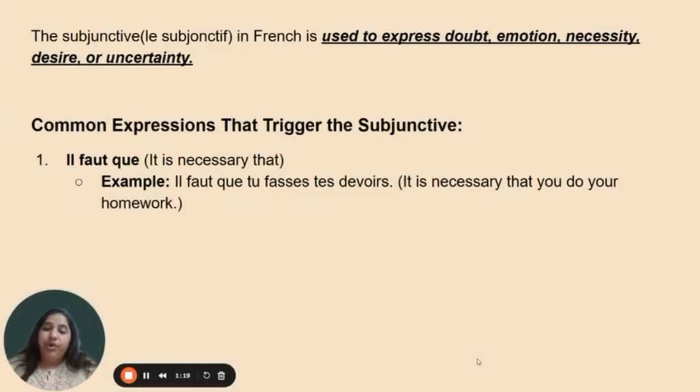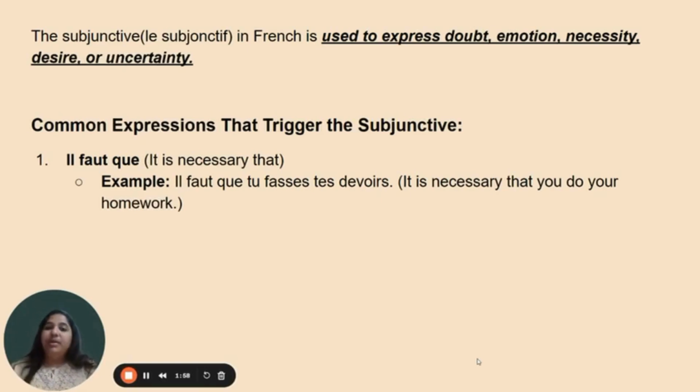That is when you are expressing a doubt, emotions, necessity, a desire for something, or an uncertainty. In these circumstances, it is important that you use the subjunctive. These are the places where you need to use it, and not only when these emotions are expressed, but also the subjects should be two different subjects, in simple words.